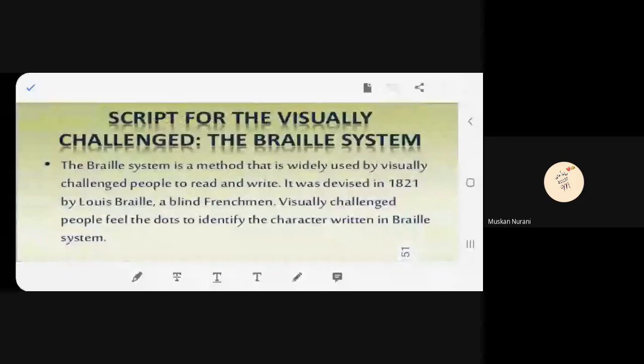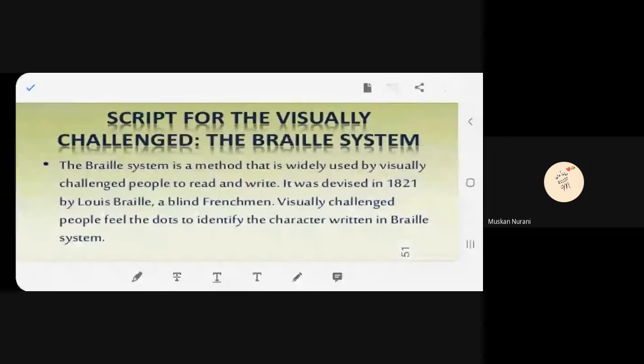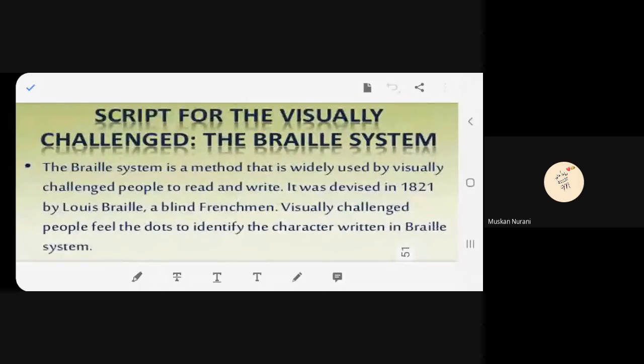Now we are going to see how people who are visually challenged read and write. Okay, let's start with that. Start with the Braille system for the visually challenged. The Braille system is a method that is widely used by visually challenged people to read and write. It was devised in 1821 by Louis Braille, a blind Frenchman. Visually challenged people feel the dots to identify the character written in the Braille system.